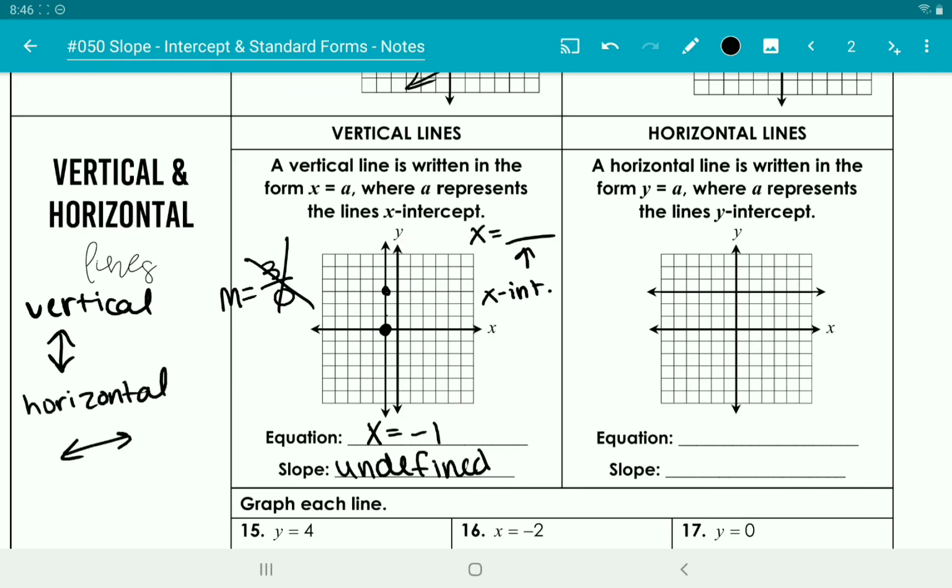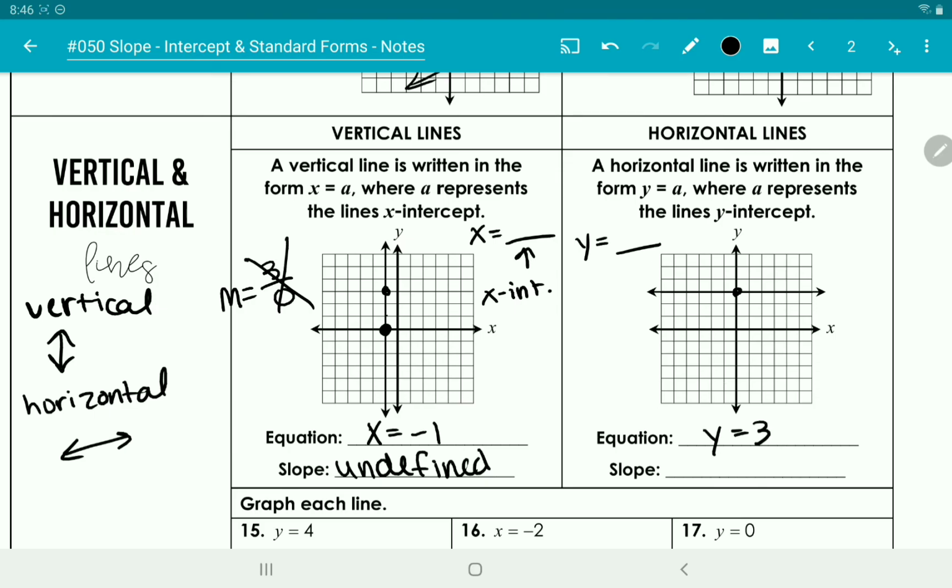Now, looking at the horizontal lines, each horizontal line, so left to right, is going to be in the form of y equals a, so y equals some number, where a is where the line actually hits the y-axis, the y-intercept. So for this one, we go up 3, so that y-intercept is going to be 3, so we're just going to have y equals 3.